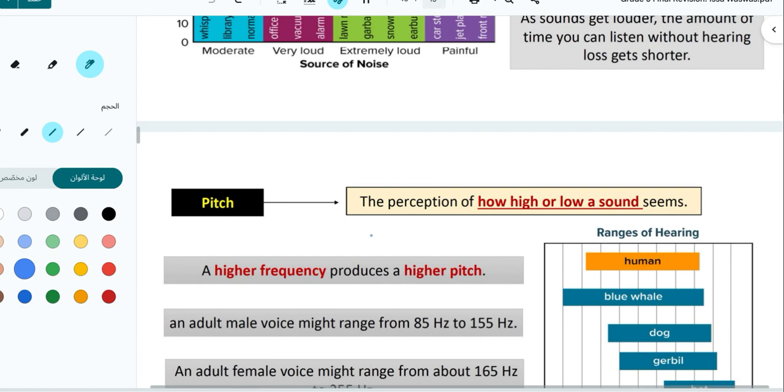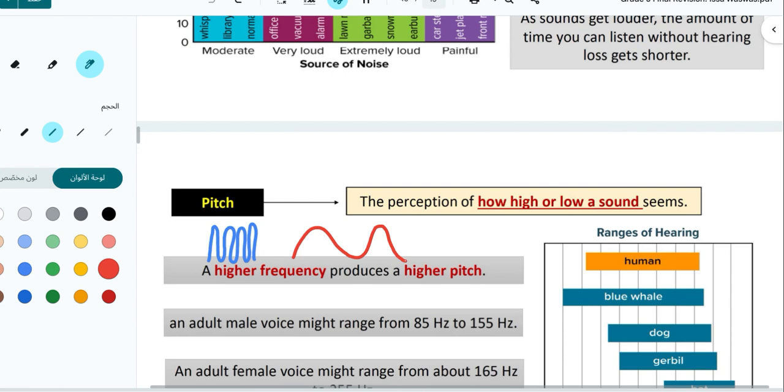Pitch. Pitch is a perception of how high or low a sound seems. A higher frequency sound, so now we're talking about frequency, a higher frequency sound will produce a higher pitch. So frequency is how many waves we have within a given amount of time. So what I'm drawing here would be a high frequency sound, whereas something like this might be a low frequency sound. So in that same amount of time, we only have maybe one wave.